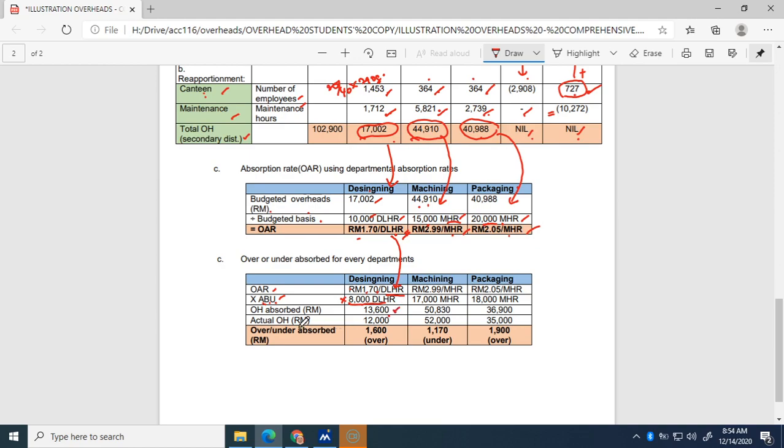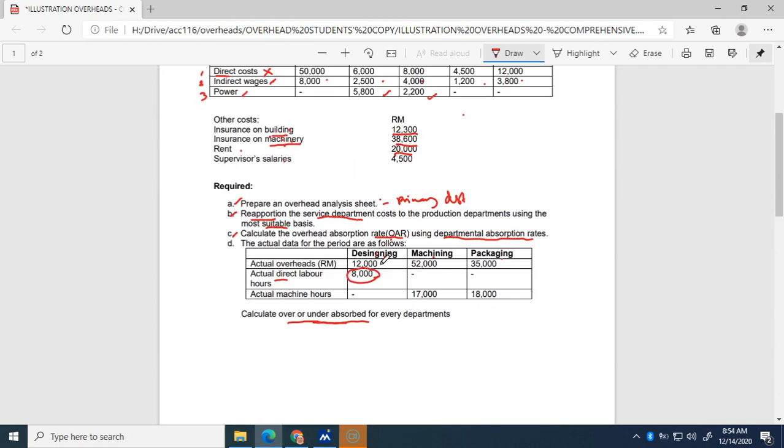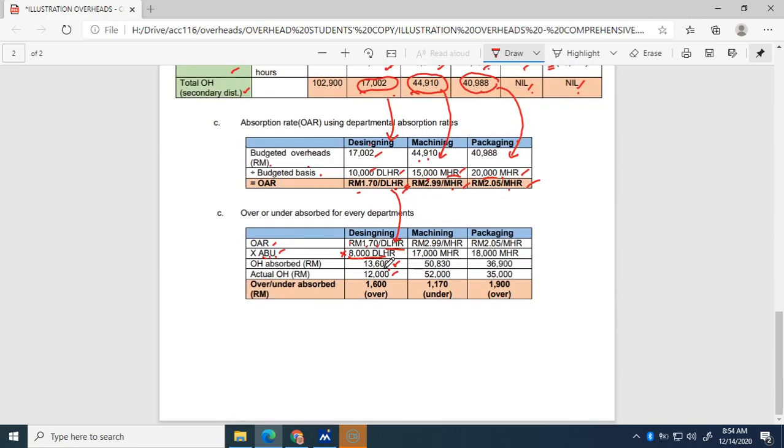Compare with the actual overhead. Designing actual overhead incurred is 12,000. So the difference is 13,600 minus 12,000, which is 1,600. Overhead absorbed of 13,600 is more than actual. When absorbed is more than actual, this is over absorbed. So you have to calculate the difference and identify whether it is over or under absorbed. For designing, this is over absorbed.